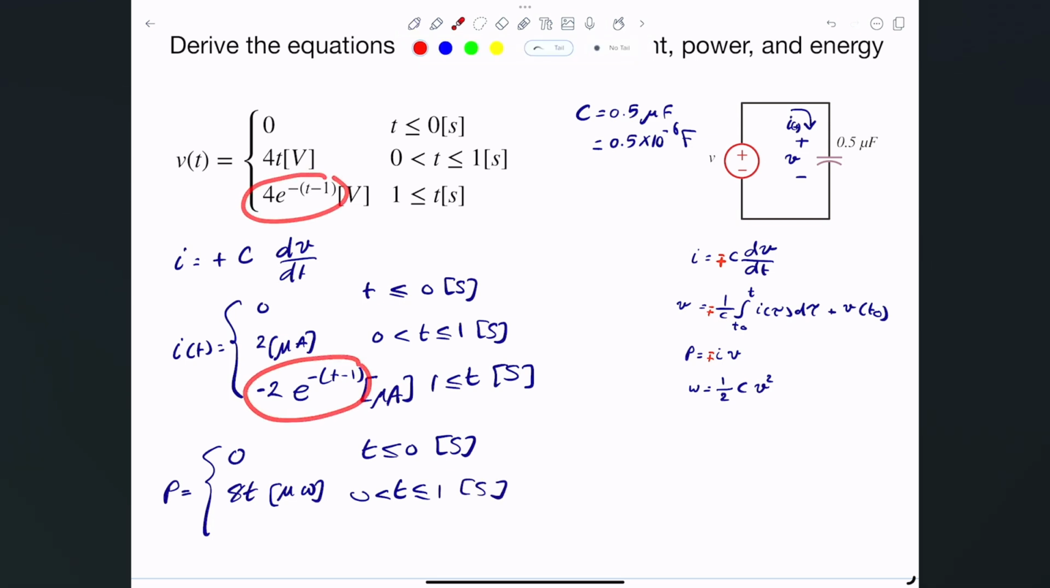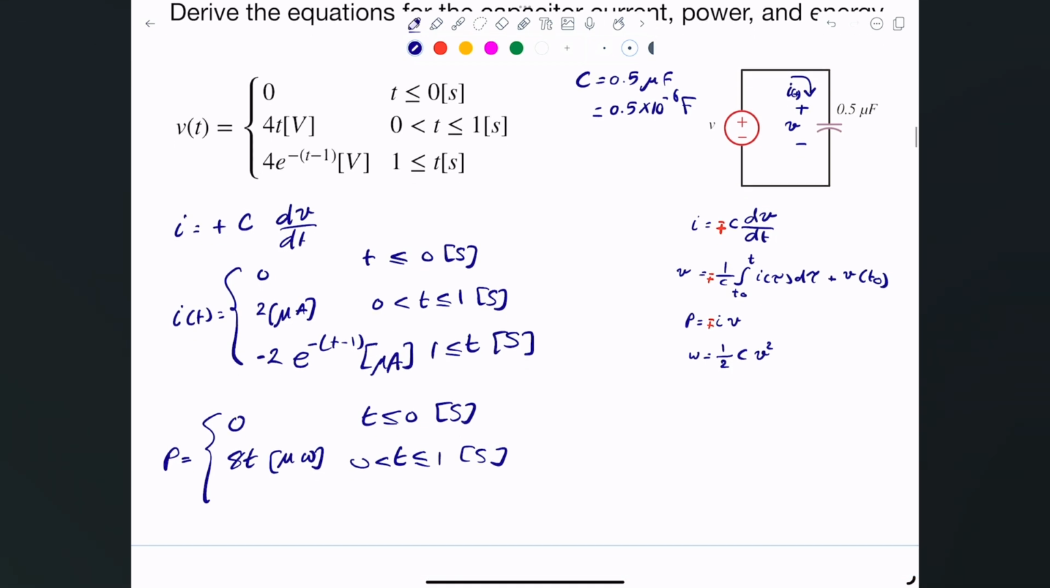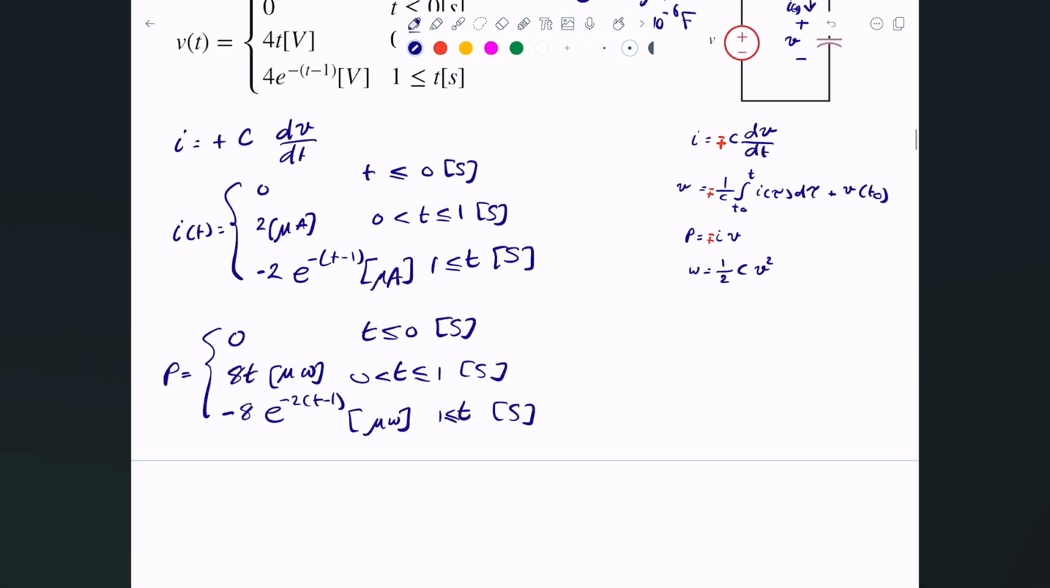And the last one is we have to multiply this equation with this equation in here, and what we get is negative 8 e to the negative, I believe, 2(t minus 1). That's what it will be. Okay, and that's also microwatts, and that's for t greater than or equal to 1 second. Okay, and that will be the power equation. All right, what about the W, which is energy?